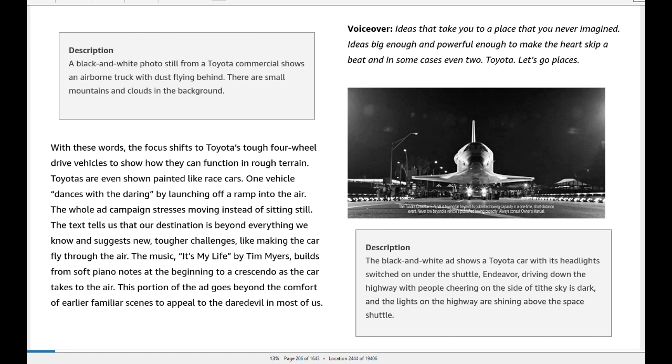The music, It's My Life by Tim Myers, builds from soft piano notes at the beginning to a crescendo as the car takes to the air. This portion of the ad goes beyond the comfort of earlier familiar scenes to appeal to the daredevil in most of us.